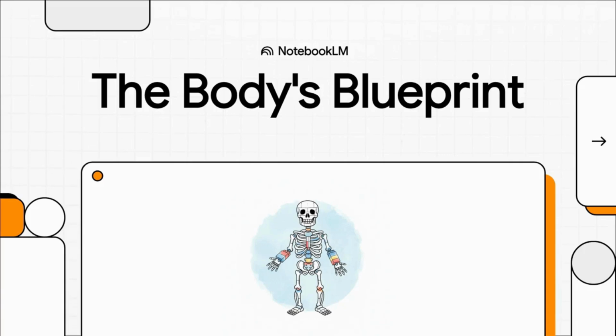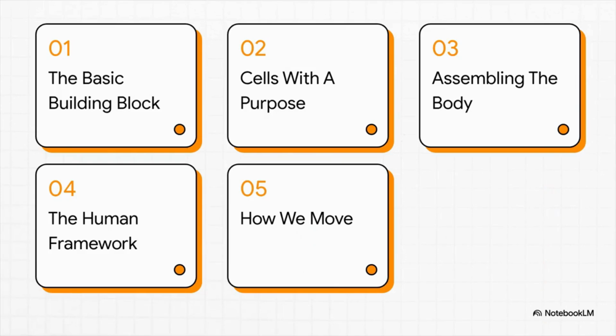Ever stop to think about how the trillions, and I mean trillions, of microscopic parts that make up you all work together? Well, today we're going to follow the body's blueprint. We're starting with just a single cell and building our way up to the incredible system of bones and muscles that lets you, well, move. Let's dive in.